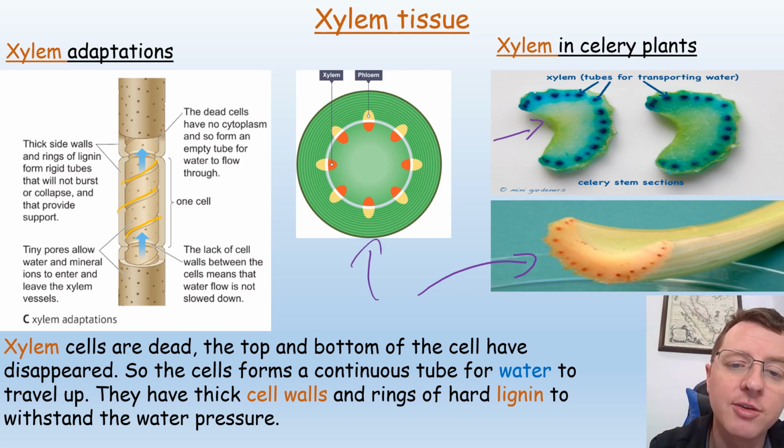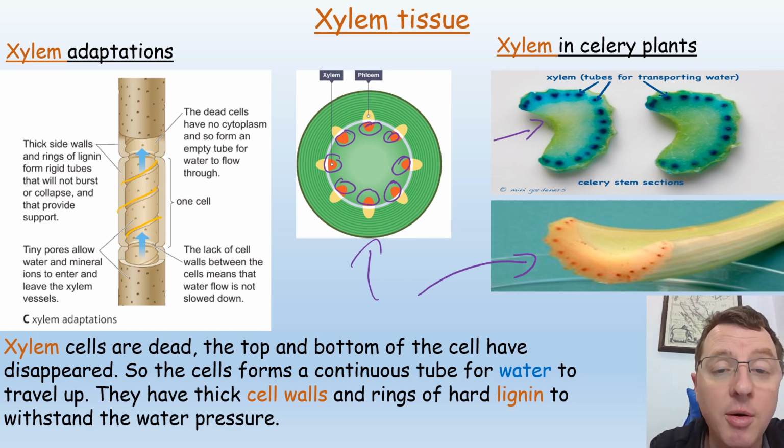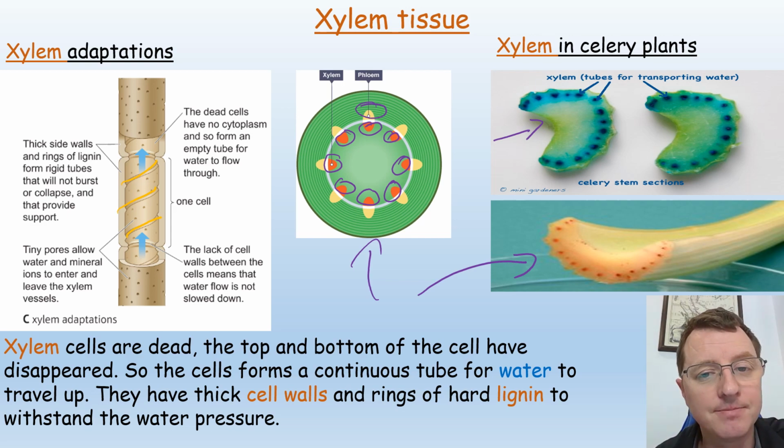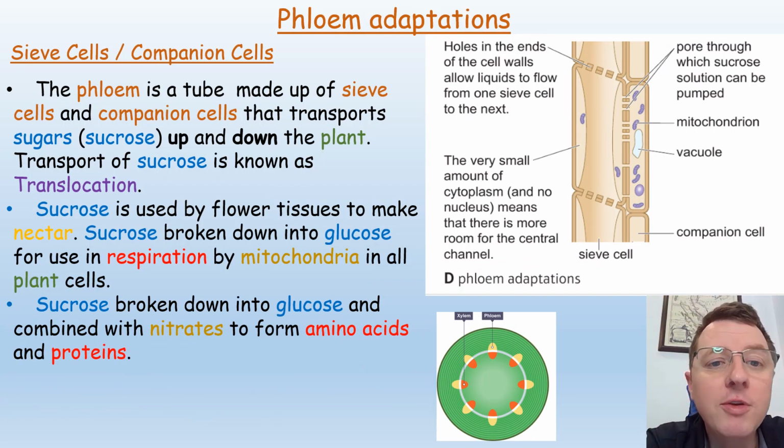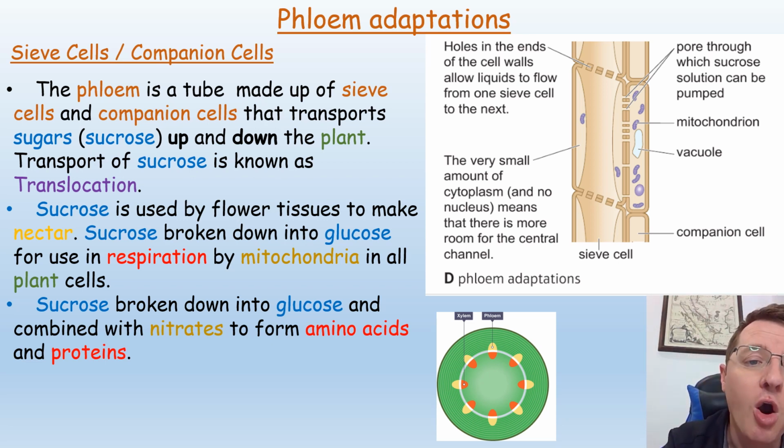If you look more closely at the stem of a plant, you'll see that we have the xylem on the inside of the stem, and the other tube that transports sugars and water down from the leaves to the roots, or up to the flowers, is known as the phloem, and that's found on the outside of the stem. The phloem is a tube made out of two particular cells, the sieve cells and the companion cells. The function of the phloem is to transport sugars, sucrose, up and down the plant. Now the transport of sucrose is known as translocation.